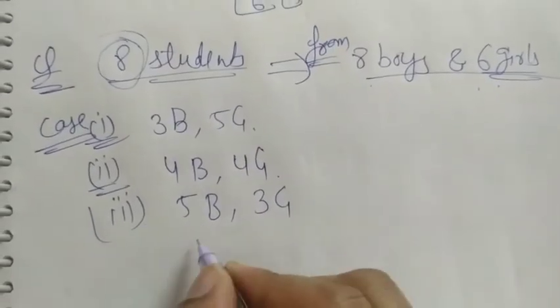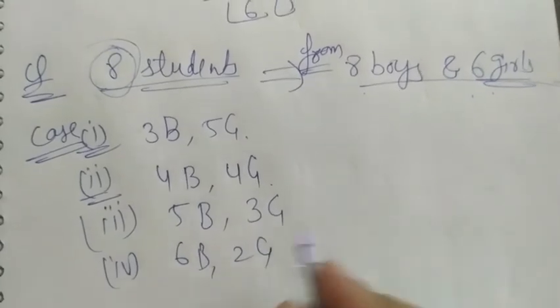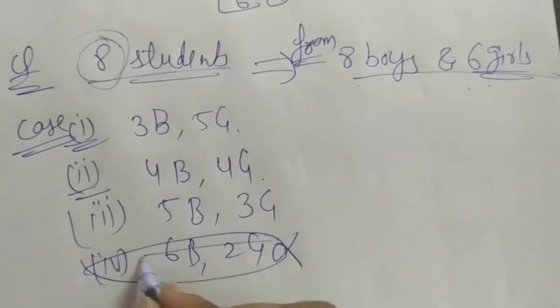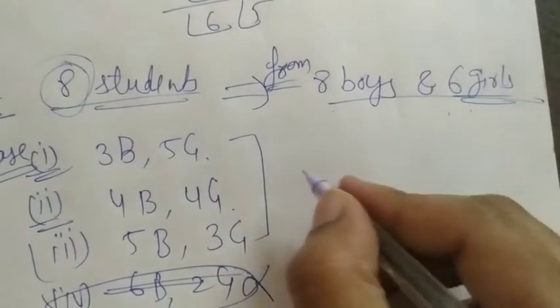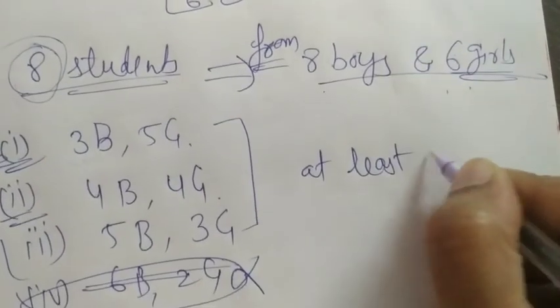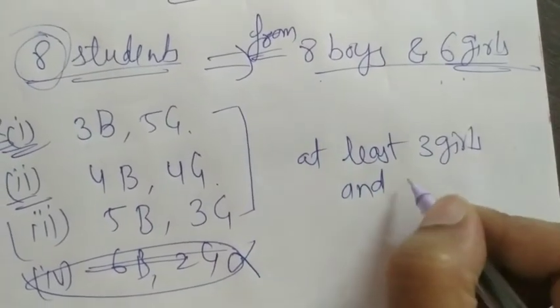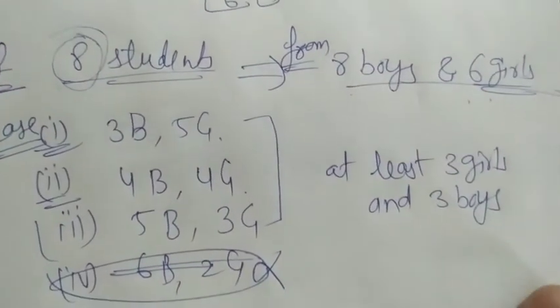If I choose like this, 6 boys and 2 girls, but the condition is at least 3 girls, so this will not satisfy. So we'll take only these 3 conditions, because we have to take at least 3 girls and at least 3 boys.